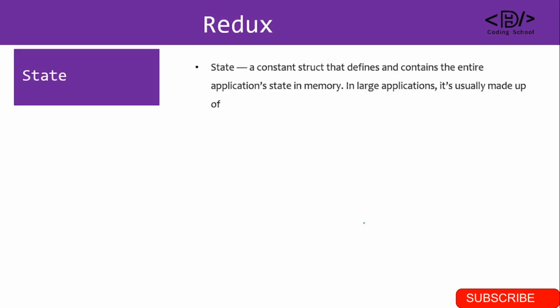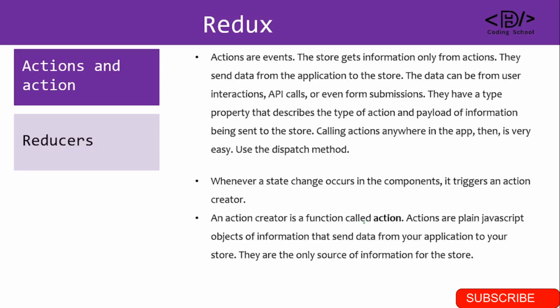Okay, so as we said, we have talked about the state. Now we have talked about the actions and events. As I've said, you can see here, actions are events. The store gets information only from the actions. They send data from the application to the store. The data can be from user interaction, API calls, or even form submissions. They have a type property that describes the type of the action and the payload of information. This here is a payload of information being sent to the store. Calling actions anywhere in the app becomes very easy using dispatch. And as we said, dispatching is like calling the reducer or calling a function.